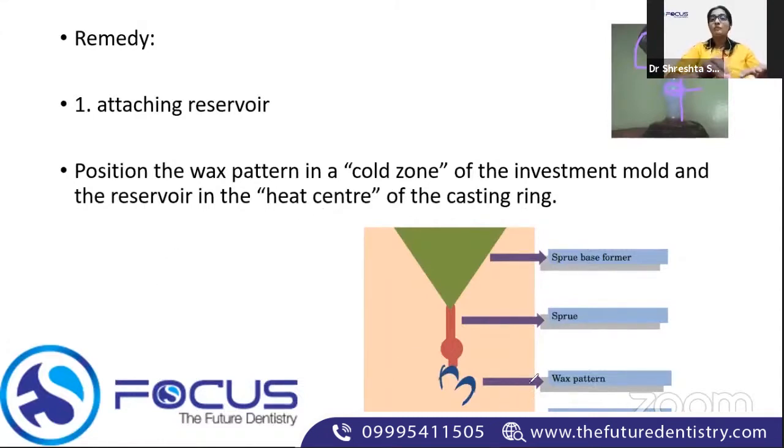Now, next, when you're placing your wax pattern inside the crucible former, you have two different zones inside the crucible former. Towards the center, that is towards this area of your crucible former, it is called the heat zone or the heat center. And towards the sides, it is called your cold zone. So you always try and position your sprue and wax pattern in a way that your sprue and reservoir are always inside the heat center, whereas your wax pattern is always slightly angulated towards your cold zone, that is towards this area, towards the side.